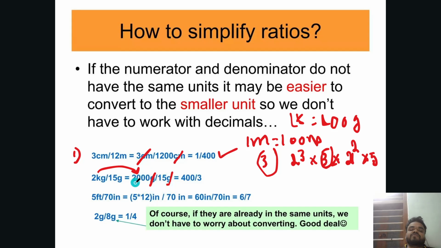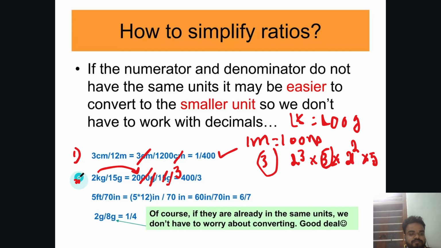What is the HCF of 2000 and 15? It is 5. So divide by 5. 5 twos are 400, 5 threes are 3. So 400 by 3 is the simplest form of 2 kilogram by 15 gram.